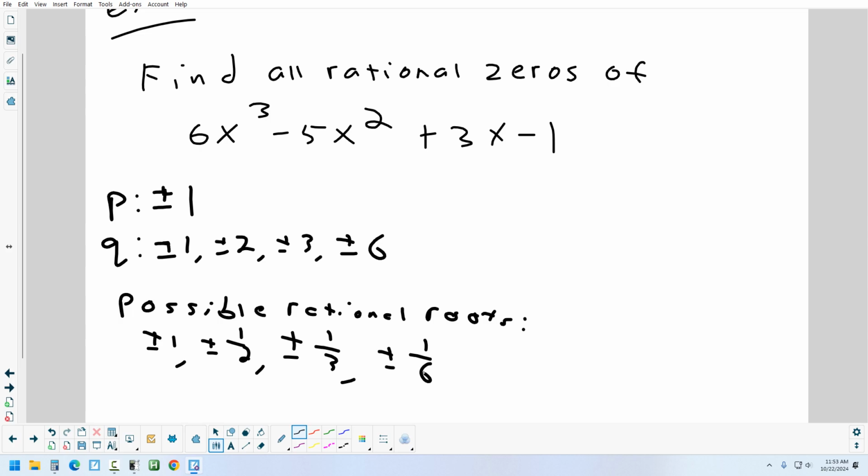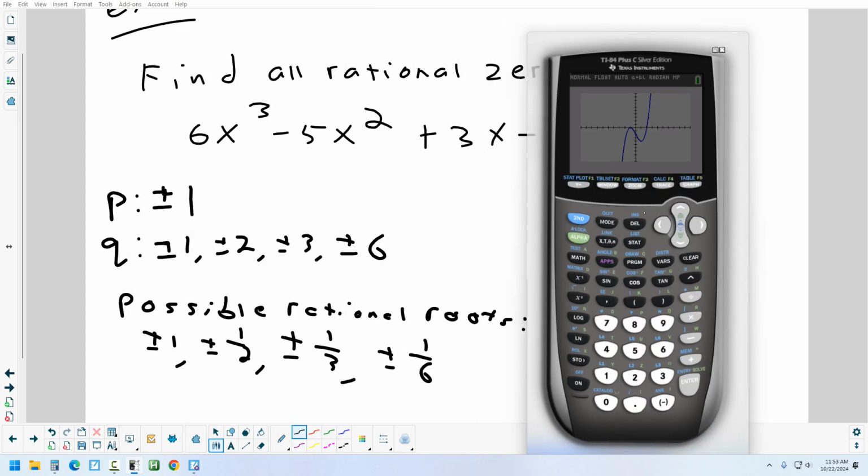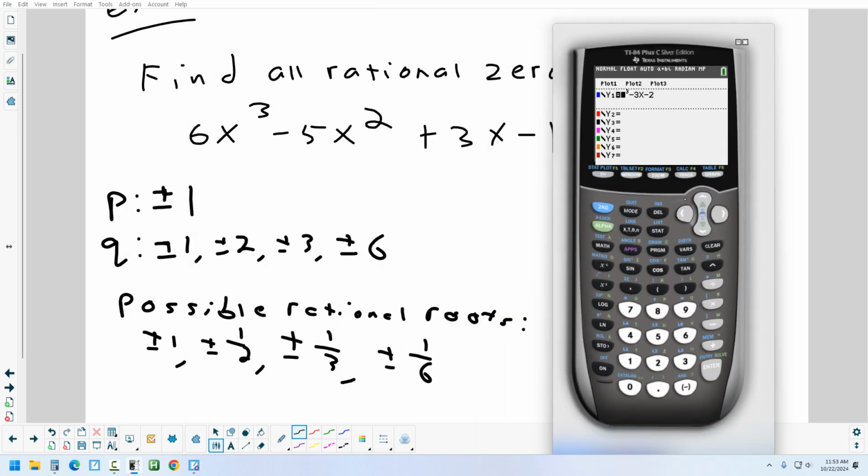So how am I going to narrow this list down? Because I have 8 numbers. And if I get really unlucky, I could try 7 in a row and they don't work, and then I finally find one that does. It's going to take me like 20 minutes to do that. Graph to eliminate. Yeah, we're going to graph. We're going to eliminate any ones that don't make sense.